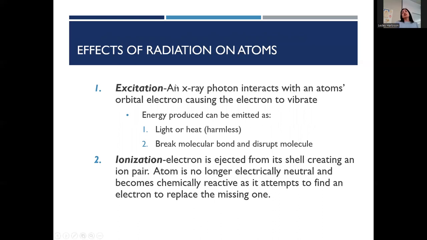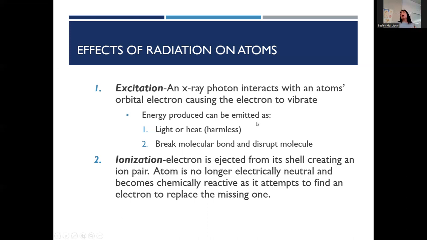So excitation, the first one: an X-ray photon interacts with the atom or an orbiting electron. All these kinds of terms should be familiar by now. We're thinking in terms of atoms and the electrons that orbit the nucleus, causing the electron to vibrate. So it just goes in and makes things start to jump around a little bit. It just vibrates, kind of shimmies. It does a little shimmy.